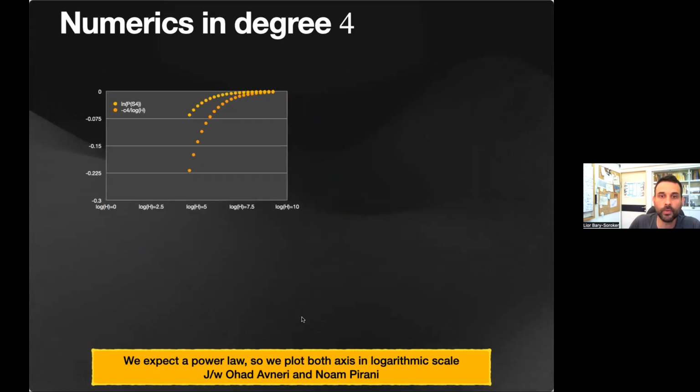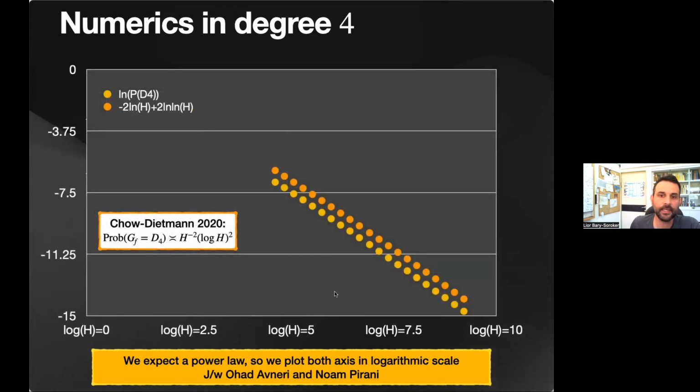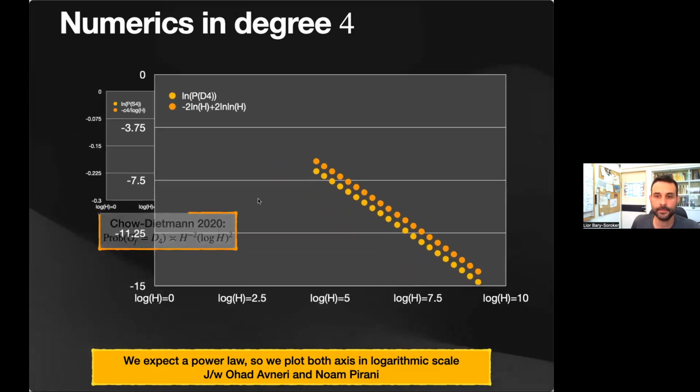Okay, and then we wanted to go beyond what we know how to prove. So the second thing that we wanted is to see what the probability is to be the dihedral group of degree 4, so of order 8. And here we also have a theorem by Cho and Dittmann that gives us, up to a constant, that the probability goes like 1 over h squared times log h squared. So we plotted both of them, and we got agreement up to a multiplicative constant. Again, this is a theorem, but we got an agreement quite fast.